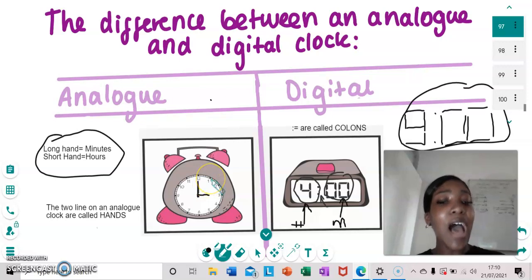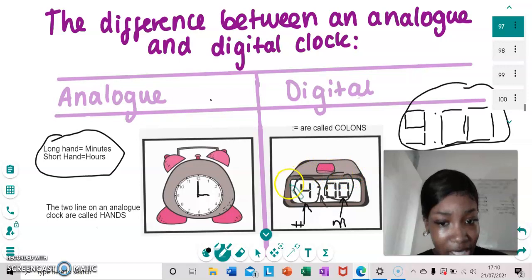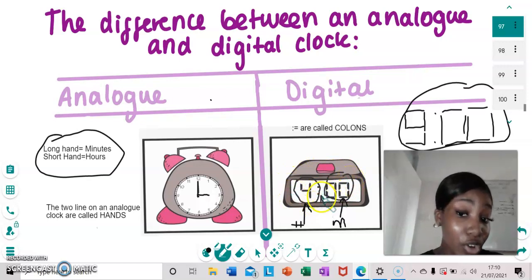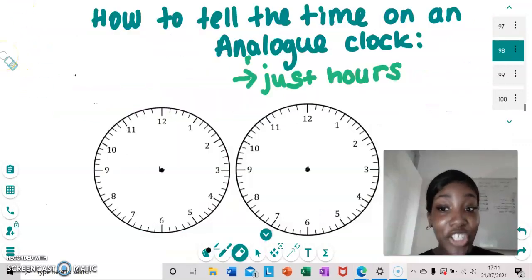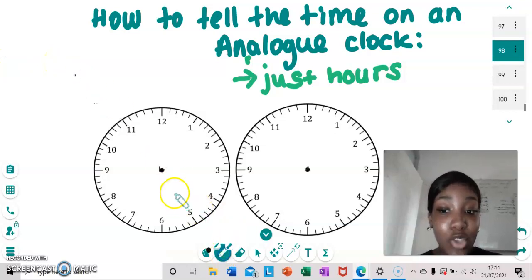Another difference is that analog clocks are typically circular and digital clocks can be rectangular. And in addition to this, digital clocks have colons and analog clocks have hands, like we mentioned before, okay? So let's move on to how to actually tell the time. As we mentioned in our previous slide, when the long hand is on the 12, that represents the term o'clock, okay? So I will show you how we write that.